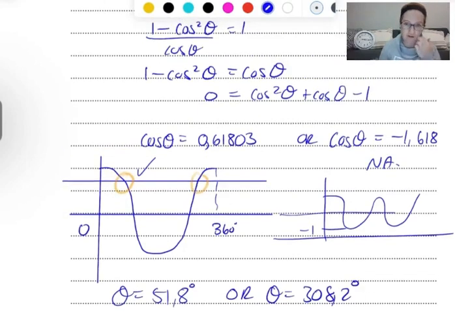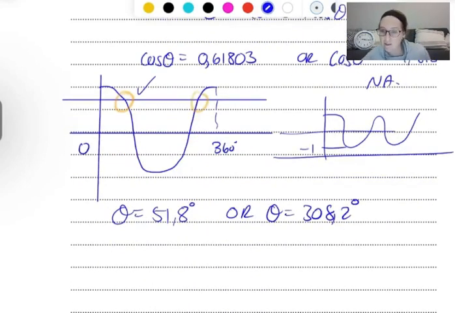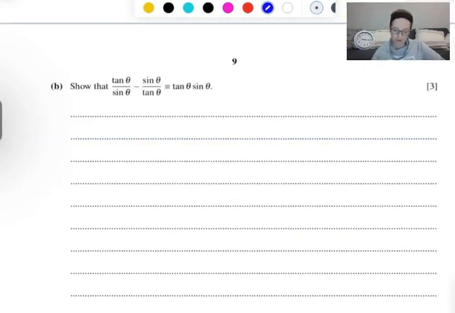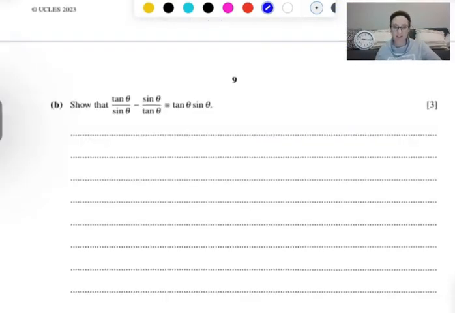Okay, so symmetry for cos is always plus or minus the angle, and then the period is 360. So 308, and let me just check. 51.8, 308.2. That's correct. All right, next question.